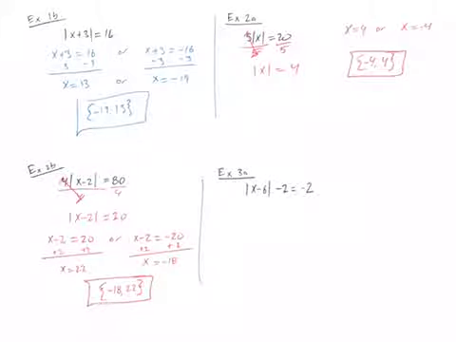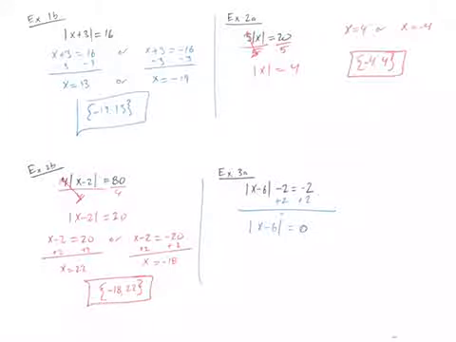So one more on this slide here. Notice this is not by itself. There's a minus 2 over here. So I'm going to go ahead and add 2 to both sides. So I end up with the absolute value of x minus 6 is equal to, well, negative 2 plus 2 is 0, right? So it's just equal to 0.